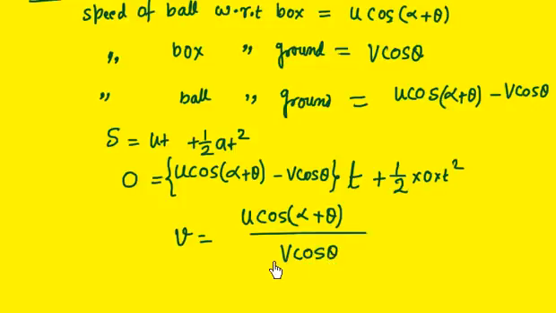Are you getting? Simple. So this is the initial velocity. No, v. So v is here, so I should remove this v here. So this is the final velocity. This is the velocity of the box with which it was going in the downward direction.